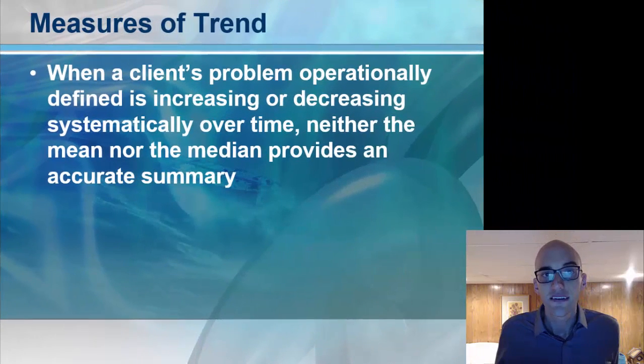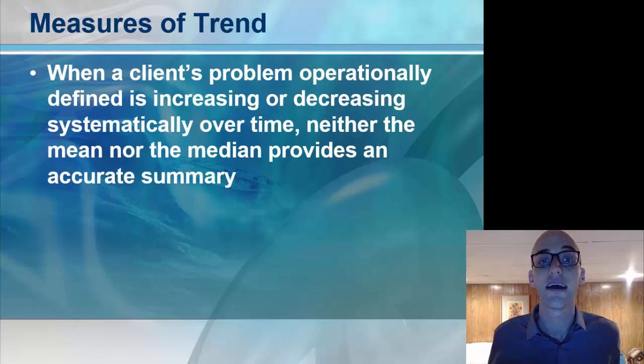So one of the first things to look at when you're looking at your data graphed out is, is the client's problem operationally defined increasing or decreasing over time? And if there is a trend, what can we do with that? Because we can't really report the mean or the median alone.